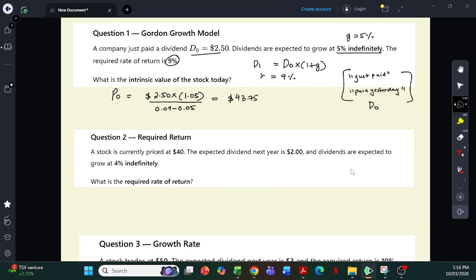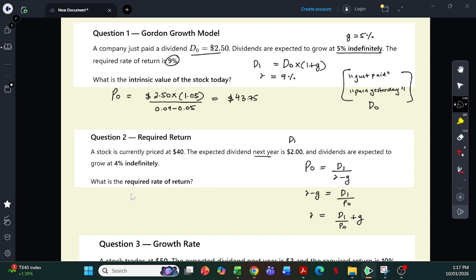Now let's look at question 2. The stock is currently priced at 40. The expected dividend next year is 2. Now this very clearly says the expected dividend next year is 2, which means that D1 is 2, and dividends are expected to grow at 4% indefinitely. What is the required rate of return? If you use our formula, P0 is equal to D1 divided by R minus G, we can simply rearrange this and say R minus G is D1 divided by P0, and R in this case would be D1 divided by P0 plus the growth rate.